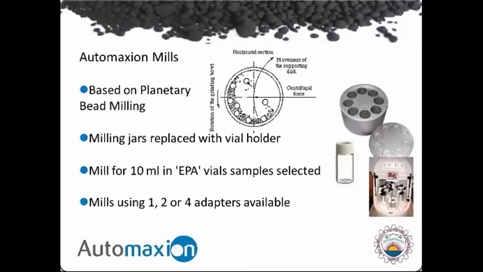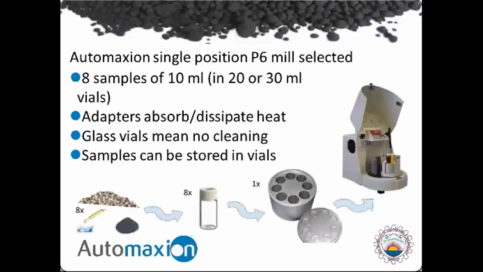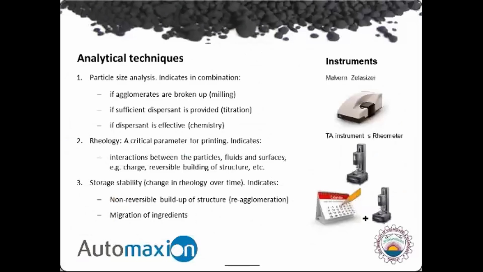In contrast, Automaxion's mill can process multiple small samples in closed vials, increasing throughput and eliminating the need to clean a mill. The use of adapters and vials also dissipates the heat generated, and the samples can be exchanged quickly and stored in the same vials as used for processing. Though we want to increase throughput, we must measure particle size to compare how well each mill is performing. But rheology and stability is critical for inks and must also be studied.